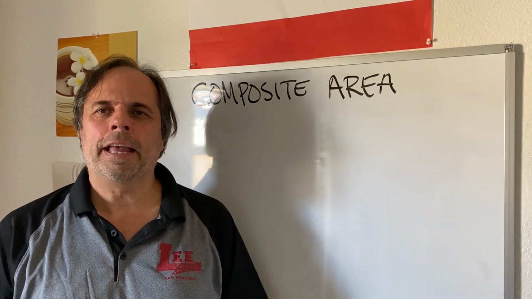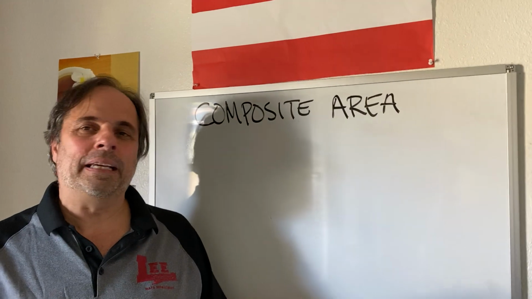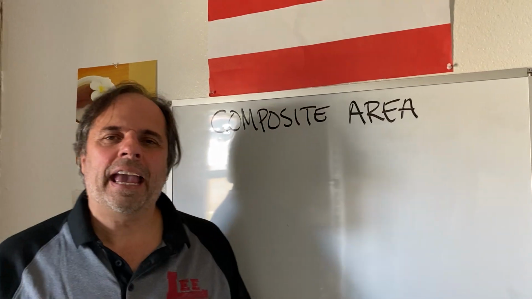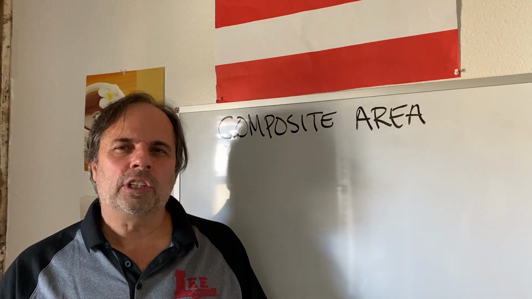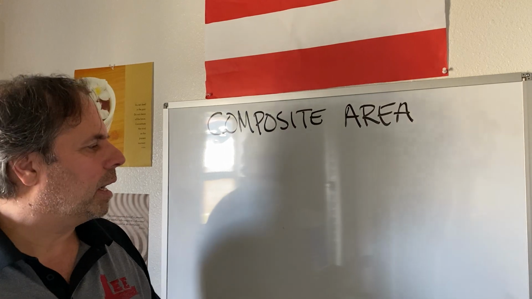Hello everyone. Okay, now we're on to the subject of composite area. And composite means basically combined area. And what that means is if we have a shape that's actually a combination of multiple shapes. I'll show you an example of what I'm talking about.